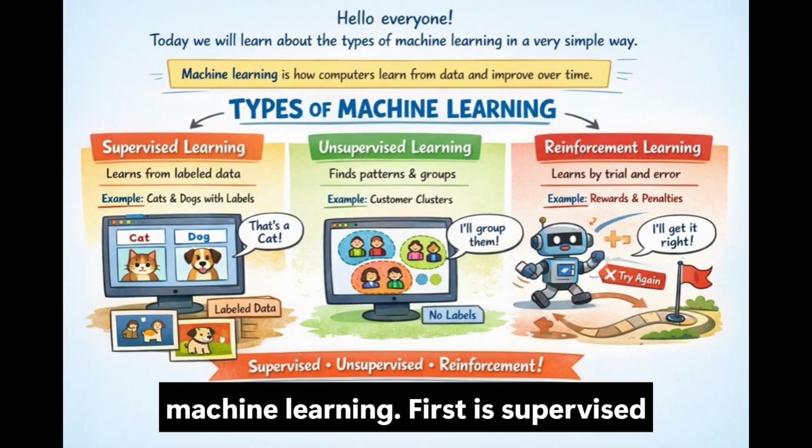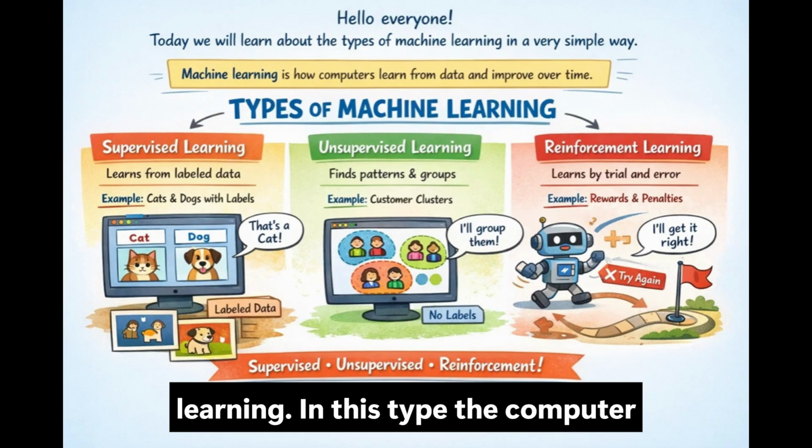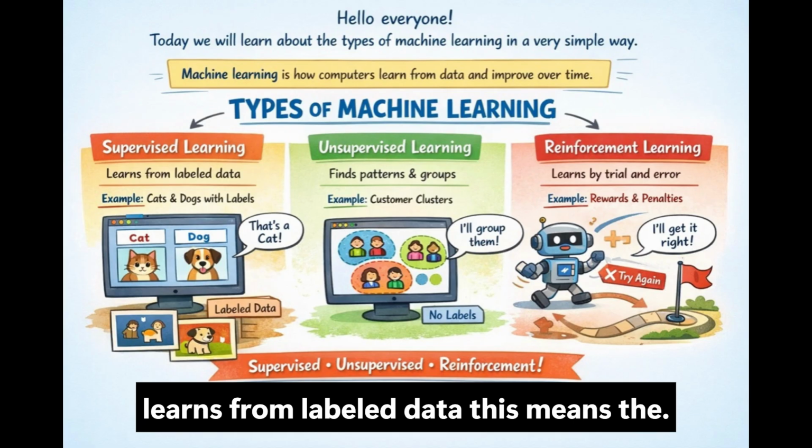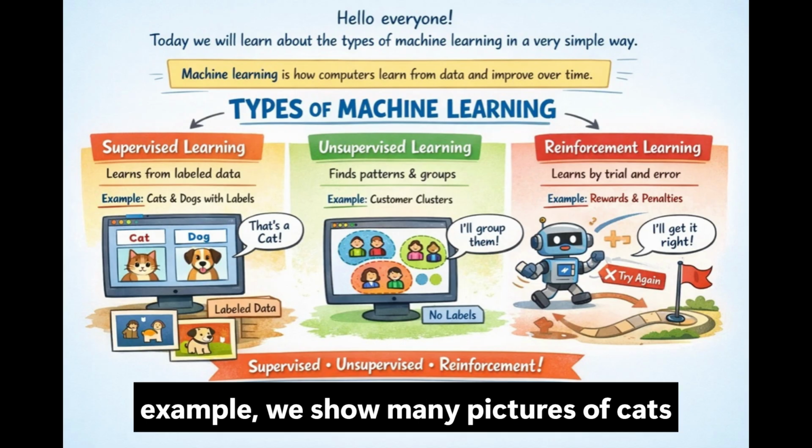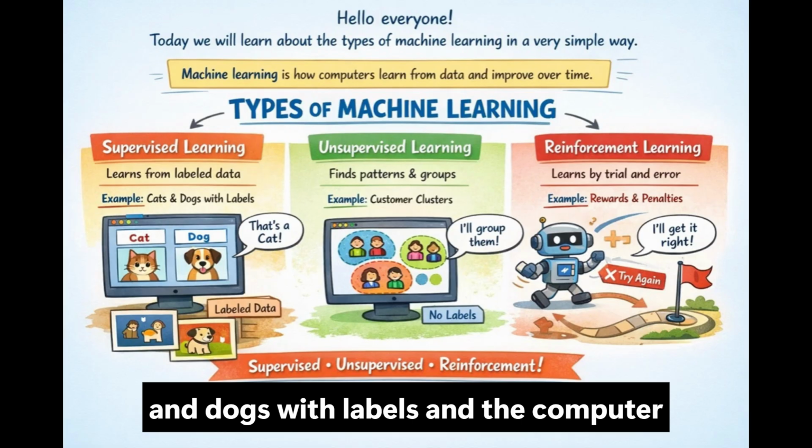First is supervised learning. In this type, the computer learns from labeled data. This means the correct answers are already given. For example, we show many pictures of cats and dogs with labels, and the computer learns to identify them.